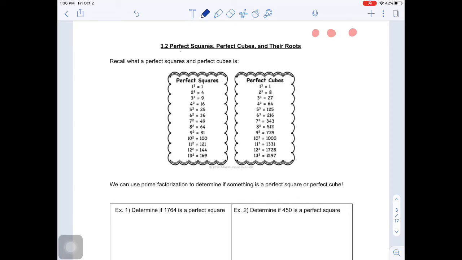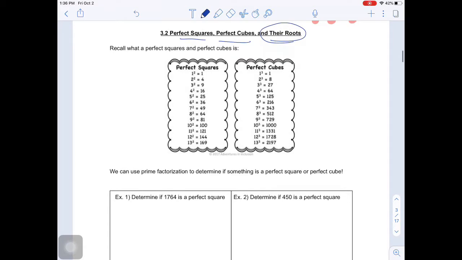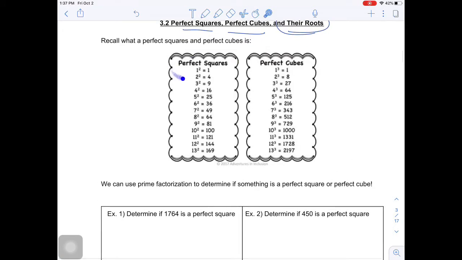3.2. This is perfect squares, perfect cubes, and their roots. In grade 8, you learned all about what perfect squares are and perfect cubes. Remember, these are all the perfect squares on this side. They're perfect squares because they're essentially a number multiplied by the same number.